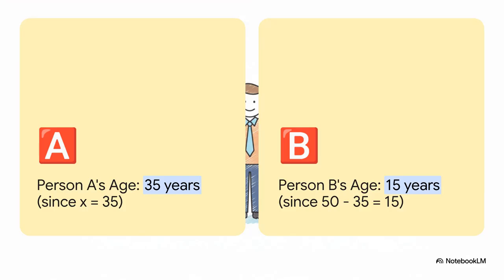And here are the final ages. A is 35 years old. And since B's age is 50 minus x, B must be 15 years old. If you got that right, awesome job. You are well on your way to mastering these problems.